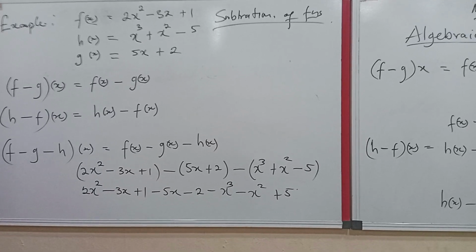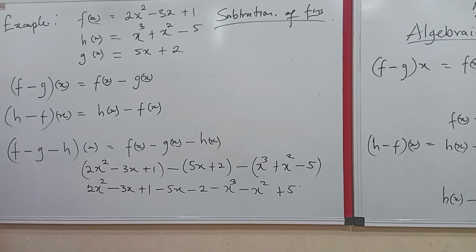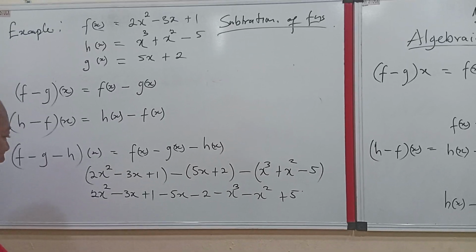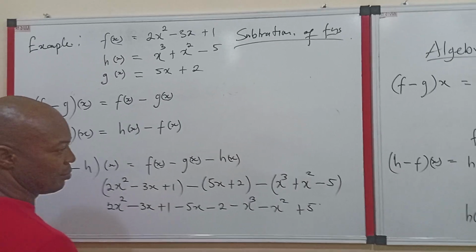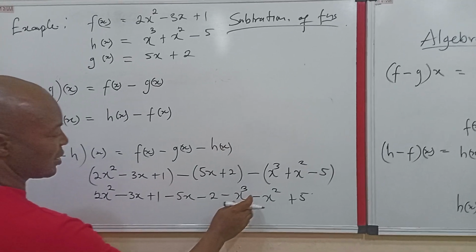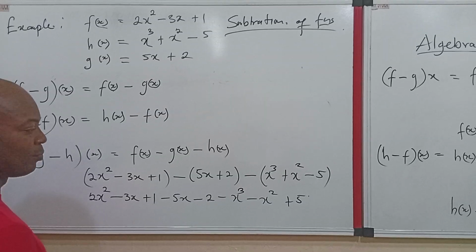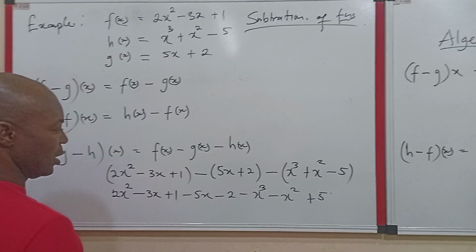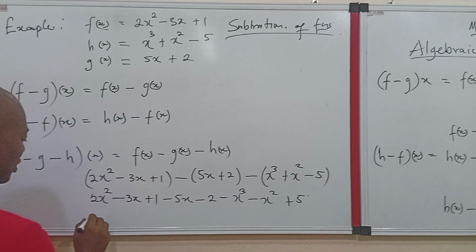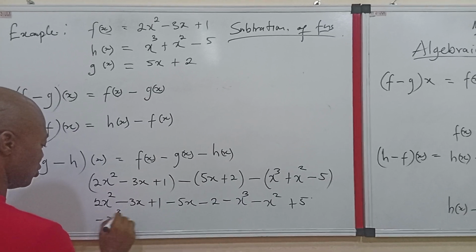Now, the next thing is to collect like terms as we did in the other cases, starting with the term with the highest power. The highest power term is this, which is negative, and we have negative x raised to the power 3.